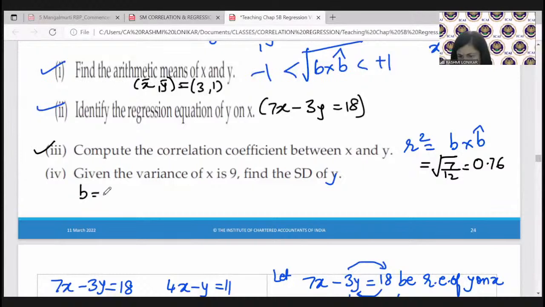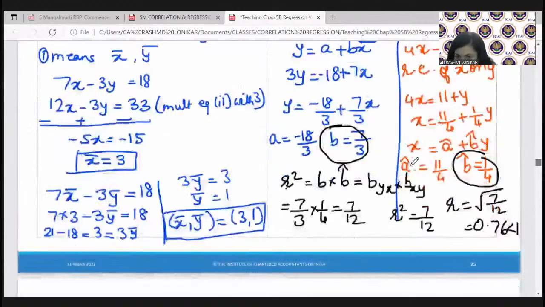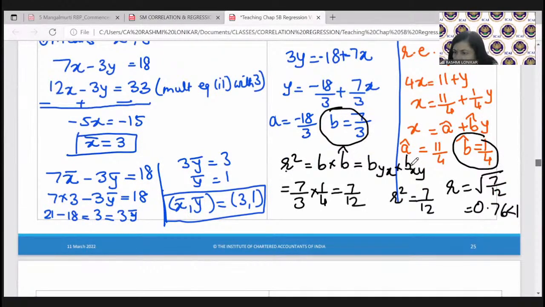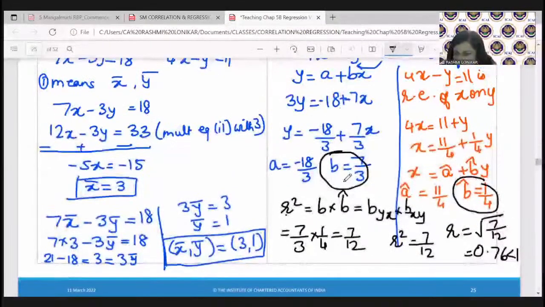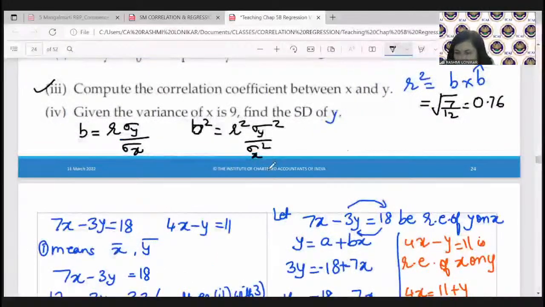Now, b is equal to r sigma y upon sigma x. Now, r we found out to be equal to the square root of 7 by 12. How much is b? b we found out to be 7 by 3. So, we can write this as b square is equal to r square sigma y square upon sigma x square. Now b is how much? 7 upon 3. Okay, we just found out here b is equal to 7 upon 3.